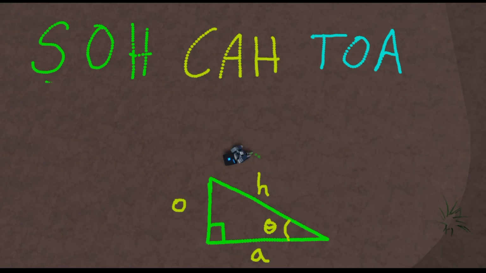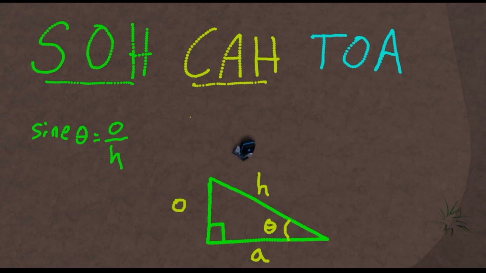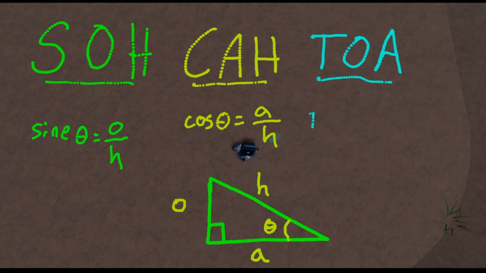So if we take SO in SOH CAH TOA, the S stands for the sine. And all it is saying is that the sine of the angle is equal to the opposite side, O, divided by H, the hypotenuse. Now I can explain what the CA means, and the C stands for cosine, call that cos for short. And that's equal to the adjacent side A, divided by H, the hypotenuse. And finally, what does TOA mean? Well, the T stands for tangent, or I'll call it tan for short. And that is equal to the opposite side, O, divided by A, which is the adjacent side.